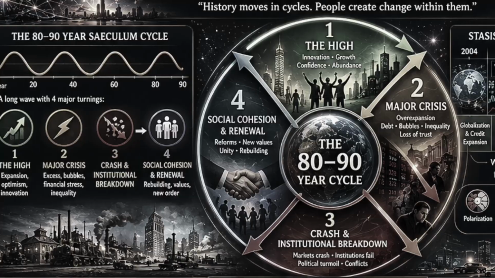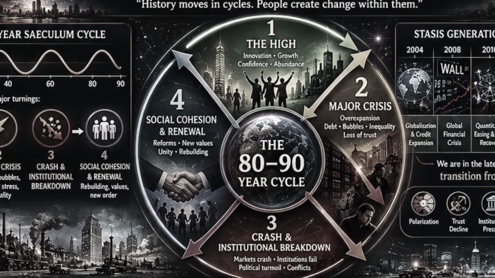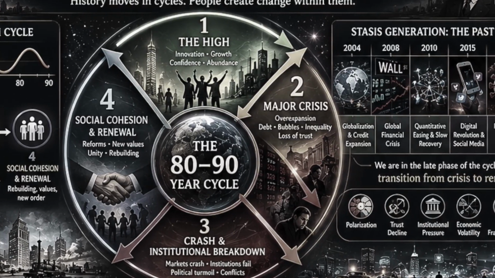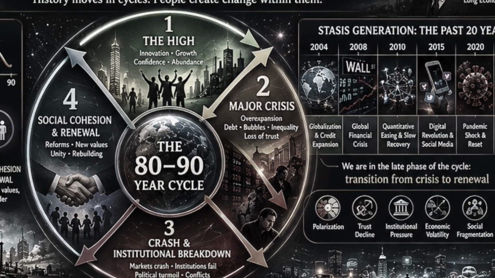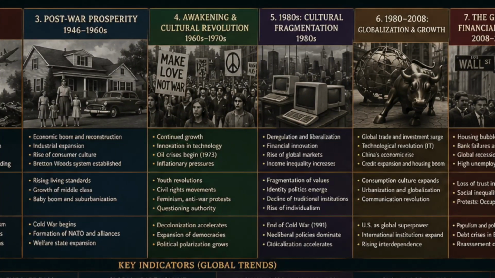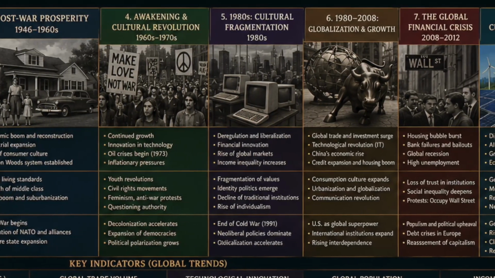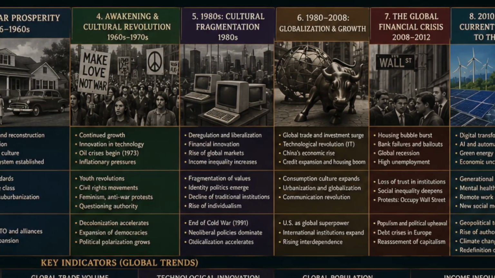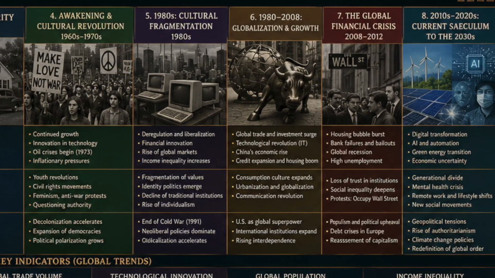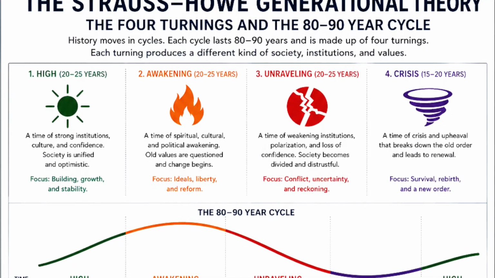This phase follows a major crisis and is characterized by strong institutions, social cohesion, and a sense of collective confidence. Society tends to value order, stability, and shared progress. The second turning is the awakening. During this period, people begin to challenge established institutions and cultural norms. Individual expression, personal freedom, and spiritual or cultural renewal become prominent themes.